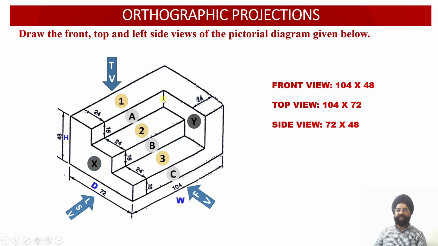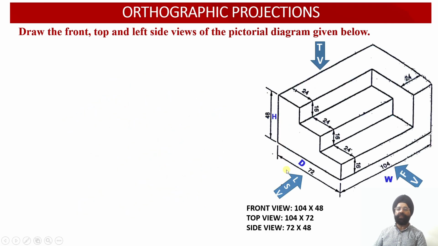And finally you have the surface Y. This is again a vertical surface and this is also parallel to the profile plane. So the true shape of the surface Y will be visible in the profile plane, right? So this is the discussion regarding these surfaces which will be visible to us in the three views.